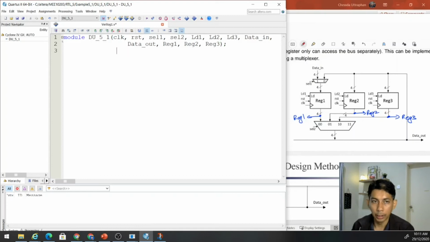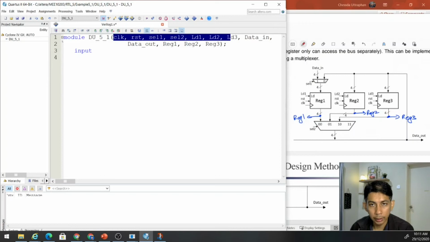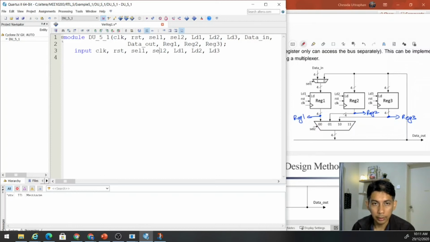Okay, now we list all the inputs. So we have the 1-bit inputs, which should be this, except SEL2. This is not 1-bit, this is 2-bit.